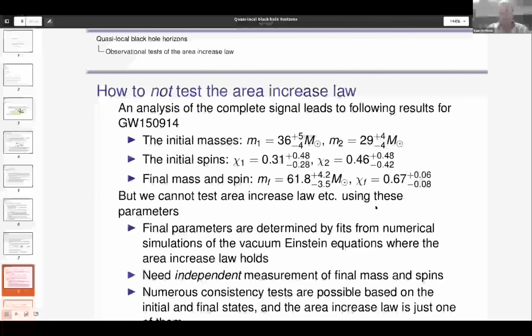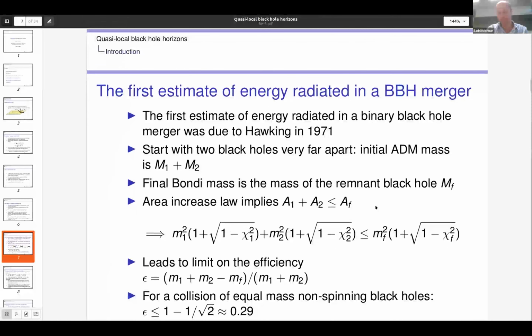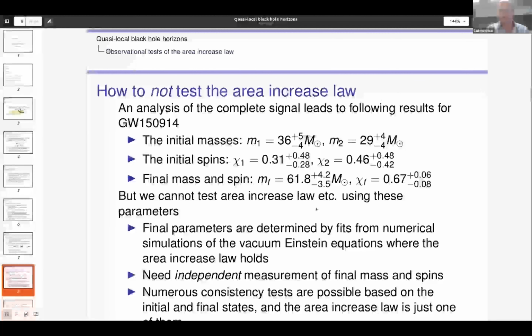So what you need are independent measurements of the final mass and spins. So you have to not assume that over the whole waveform GR is true. You have to independently measure the initial masses and initial spins, and separately measure the final mass and spins observationally. And then you can apply this equation. Okay, so then you're in good shape: you can apply this and check for its violation or not, but not from these fits within GR.